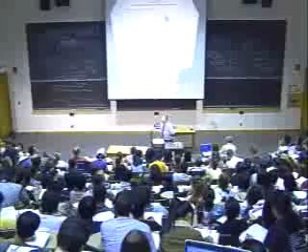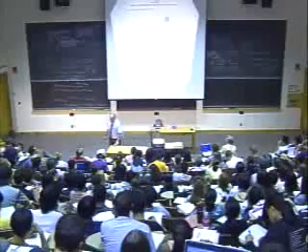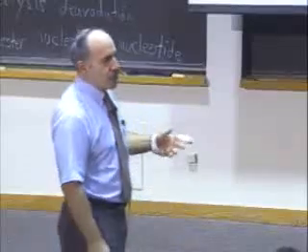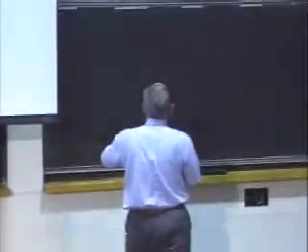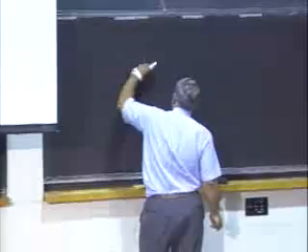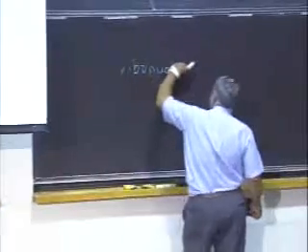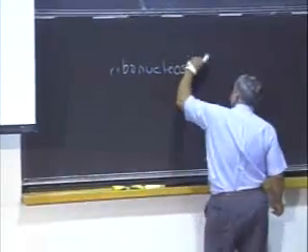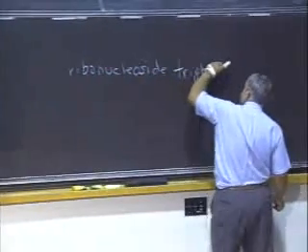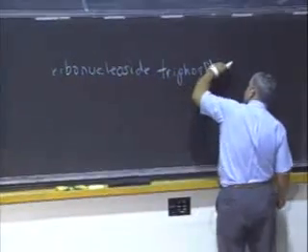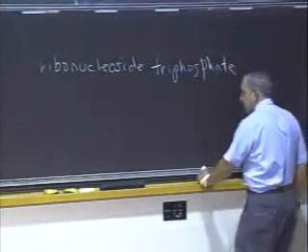Here's a polymerization scheme of RNA, and it's absolutely identical to that of DNA. In this case, it's ribonucleoside triphosphates that are used for the polymerization reaction. Now, here I just uttered the phrase ribonucleoside triphosphates. Why did I say that?